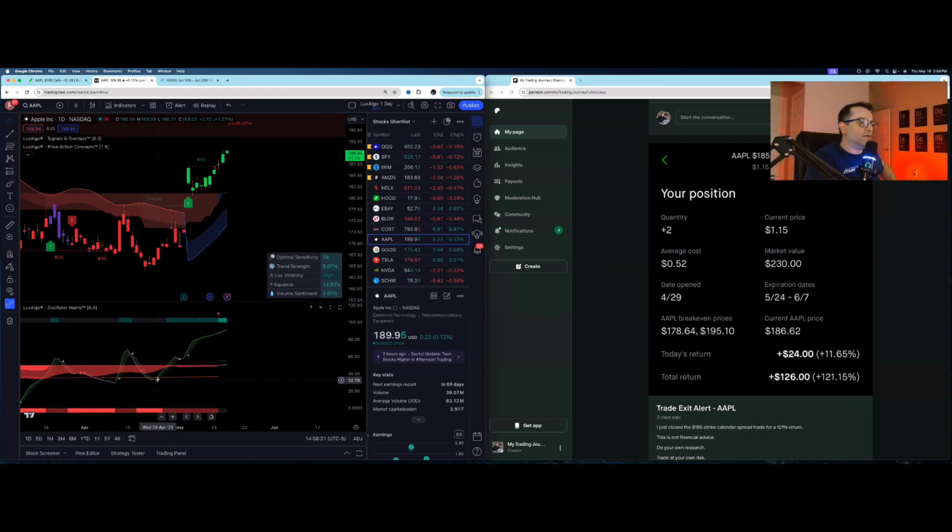Because there was a positive convergence right here. There's also money flow. The negative money flow was lessening down. So I got in. This was great. I got out a little bit later. And then I opened up a new trade.